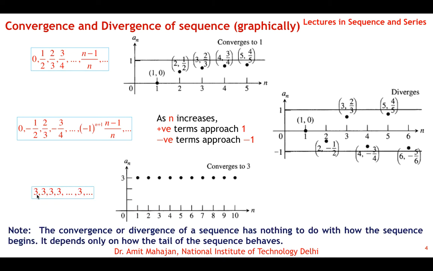Similarly, I have this sequence 3, 3, 3, 3, and so on. Okay, so with n large, this is a constant sequence. It will always take this value, so it will continue to converge to 3. Okay, so it's a converging sequence.